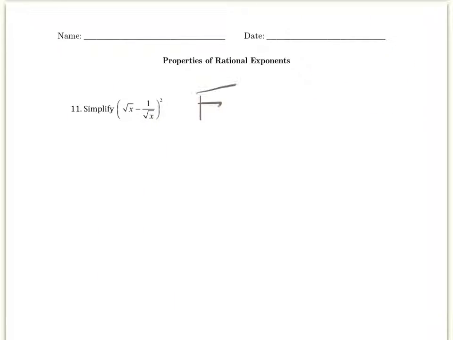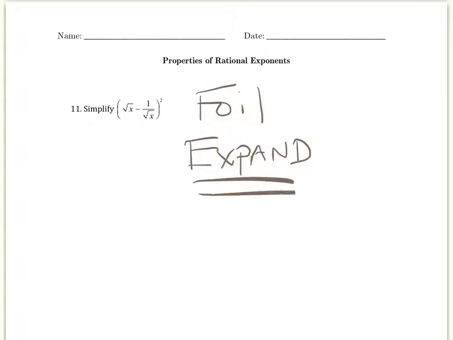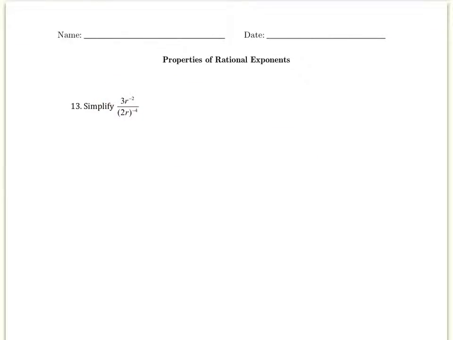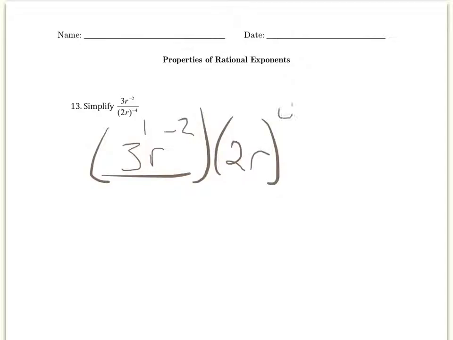This one I'm not going to do for you, but you're just going to FOIL or expand. This one I do want to point out, if I'm not here to help you on this, the most important thing is that people think the negative 2 exponent is attached to the 3. That's completely not right. The 3 has a positive 1 for the exponent, and the r is the only term that has a negative 2. And the thing in the denominator, the 2r to the negative 4, that entire thing can be pulled up to the numerator and raised to the positive 4.